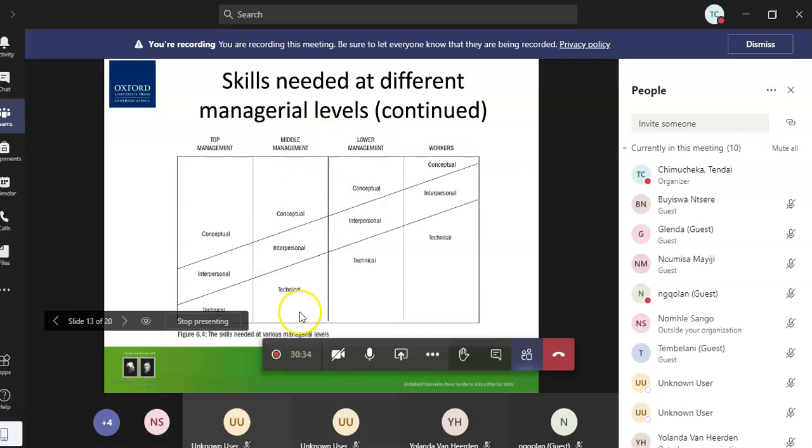Then middle level managers, they need to be in a position to actually demonstrate to lower level managers what ought to be done. So they need technical skills. When it comes to conceptual skills, they also need conceptual skills because they are responsible also for translating the vision of the organization, the mission of the organization, and the long-term objectives of the organization into tactical goals or objectives. They also need to have technical skills, because you can't lead a function that you know nothing about.